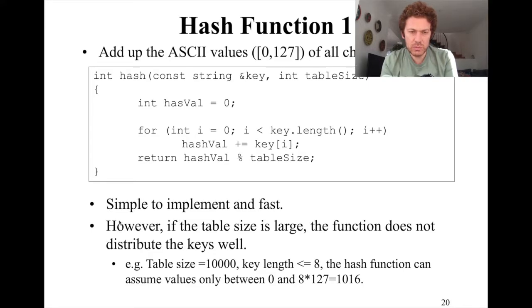Still, the even worse problem is the following. If the table size is large, this function does not distribute keys well enough, because this has a boundary. The ASCII max value is 127, and I can safely assume that keys are not longer than 8 characters, like probably keys are the names or surnames, etc. Then the largest I can get is 1016, and if the table size is like 10,000, then I will be missing 90,000 slots. They will be all empty all the time. This is a bad utilization.